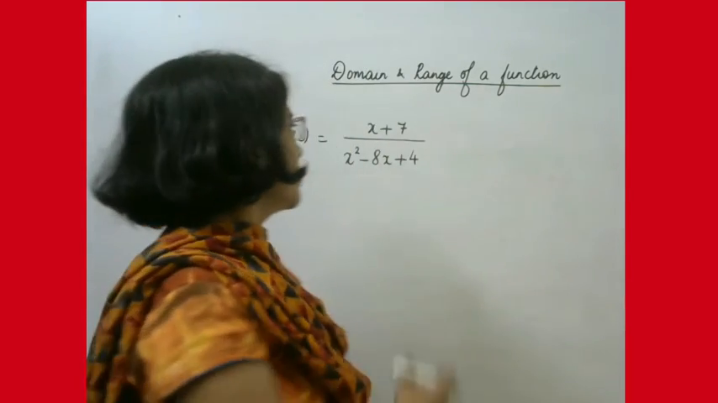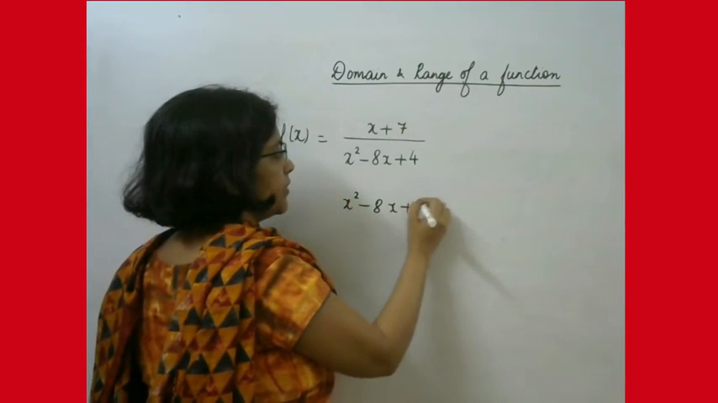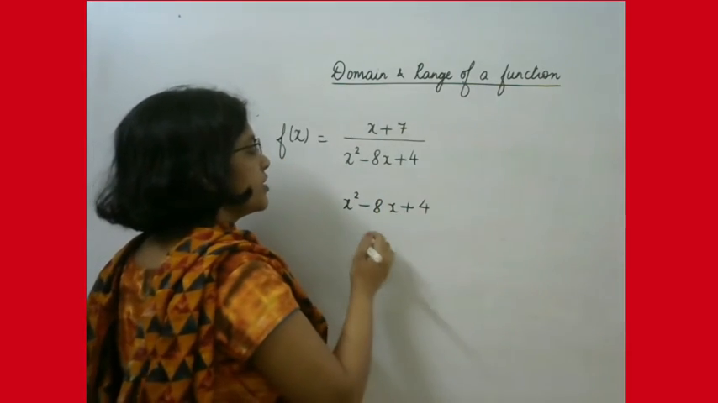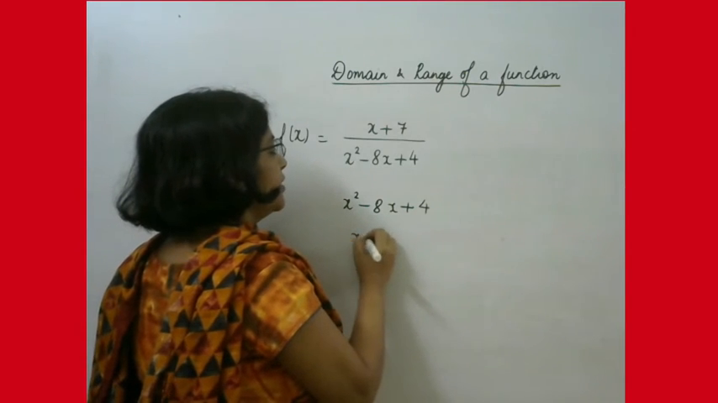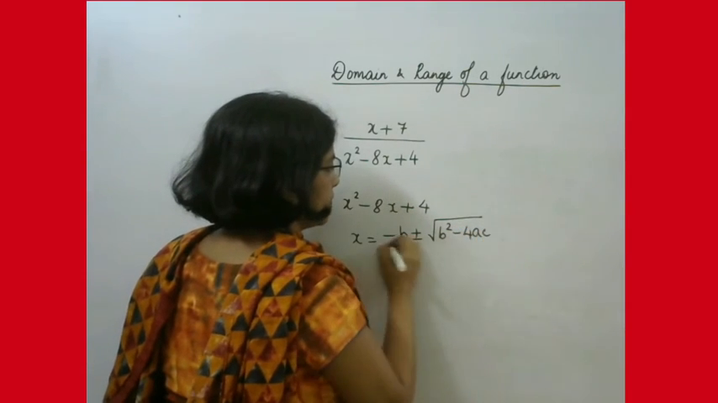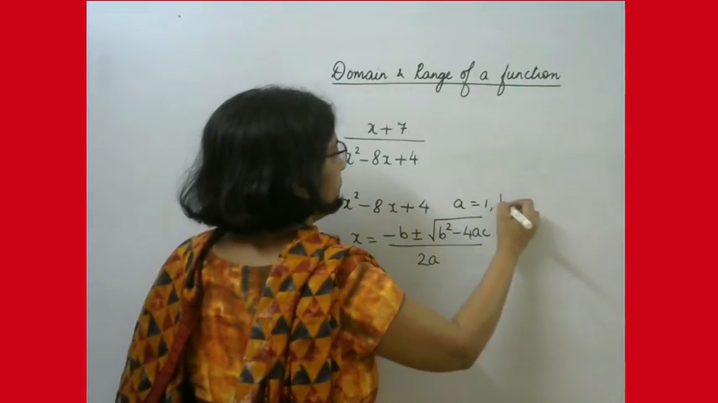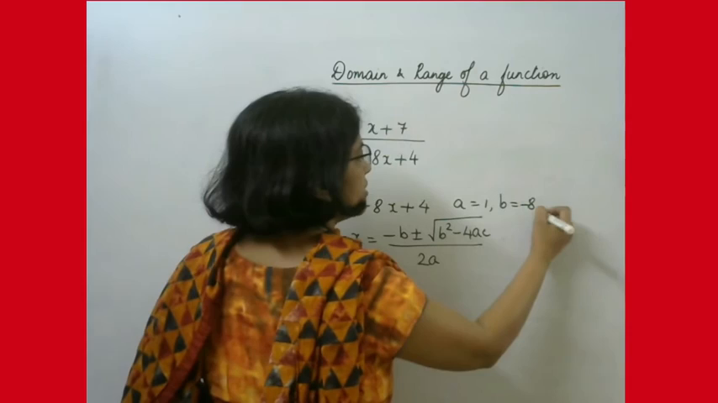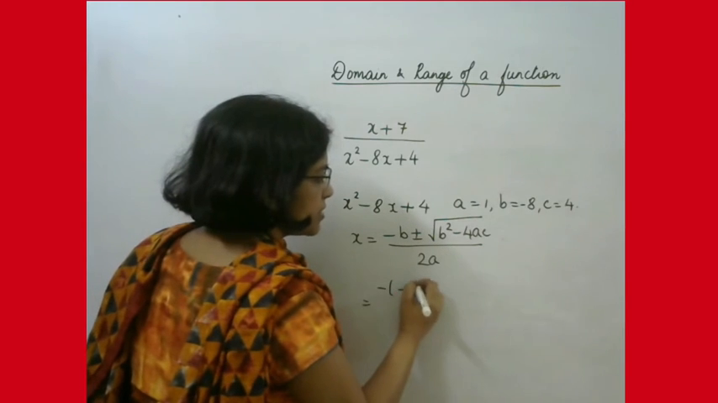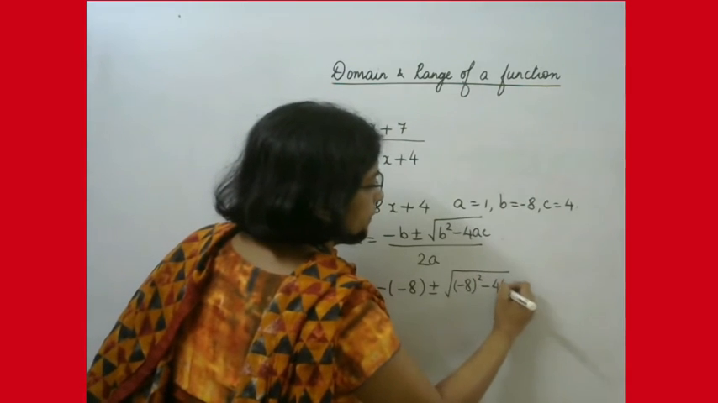So in this function, again, we have a rational function. Let's factorize the denominator. And we observe that this would not be possible by splitting the middle term. So let's go with discriminant method and find x. So obviously we know over here a is coefficient of x square 1, b is coefficient of x minus 8 and c is 4. So let's put these values here. b is minus 8, minus 8 square, a is 1 and c is 4.